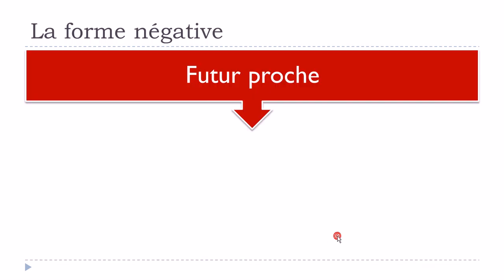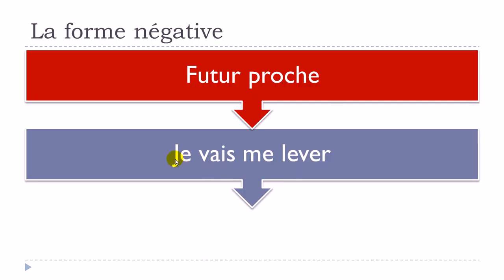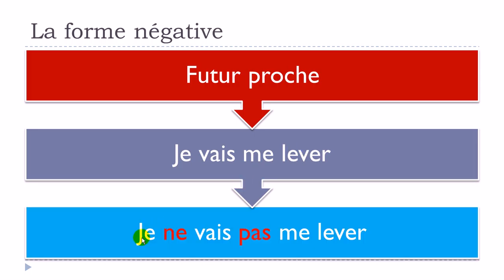Okay. For the futur proche, so je vais me lever. So I am going to get up. Je ne, and then vais pas me lever. So it's actually quite easy when you get this form, because you will have to put ne and then pas before and after the first verb. In that case it's vais. So you don't really need to bother about the fact that it should be before this me. In that case, je ne vais pas me lever.